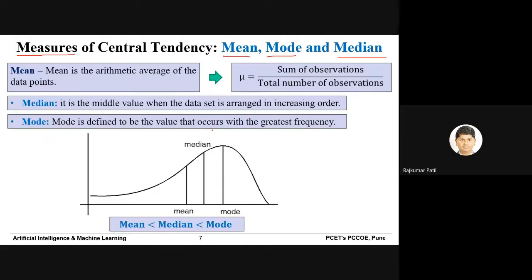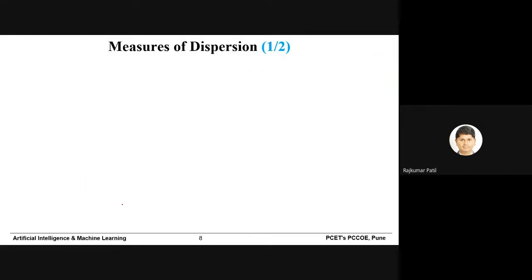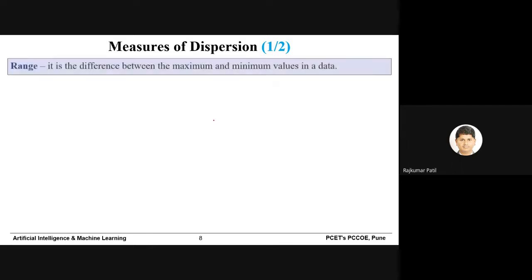Okay, so we saw the mean, mode, median. But again, about the mean, you can see how the data is spread in both directions. And it is very widespread data, right? So that we need to measure, and that is called measures of dispersion. When we talk about measures of dispersion, different terminologies come into the picture. The first one is range. It is the difference between the maximum and minimum value in the data.